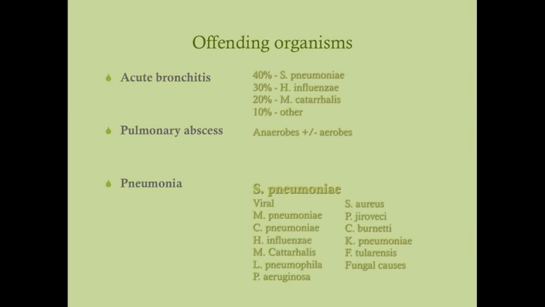P. jirovecii, which we see in HIV and AIDS patients; C. burnetii, which we see in patients who are exposed to the placenta of sheep, so you can imagine that's pretty uncommon; Klebsiella pneumonia, which we see in alcoholics; and Francisella tularensis, which is seen in patients with exposure to rabbits. And then the various fungal causes, which we're not going to address here. We're going to devote an entire set of slides to fungal diseases.